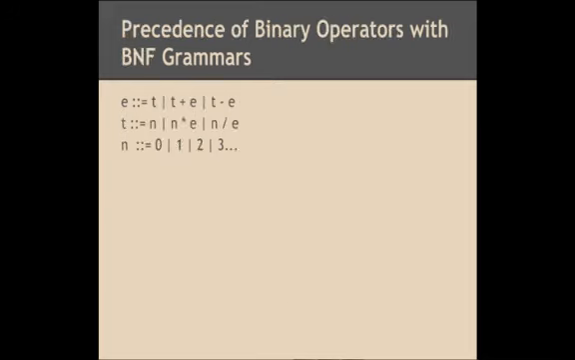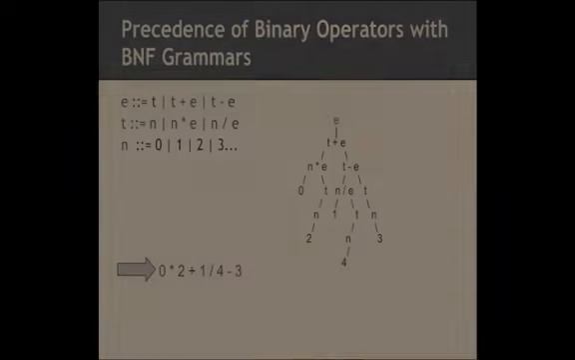And now we'll take a look at a grammar showing precedence of binary operators. From this grammar, as we can see in the parse tree on the right, we get the sentence 0 times 2 plus 1 divided by 4 minus 3. By looking at the parse tree and the grammar syntax, we find that multiplication and division will be evaluated first, followed by addition and subtraction. Therefore, multiplication and division have precedence over addition and subtraction, giving us the order of operations that we all know and love.